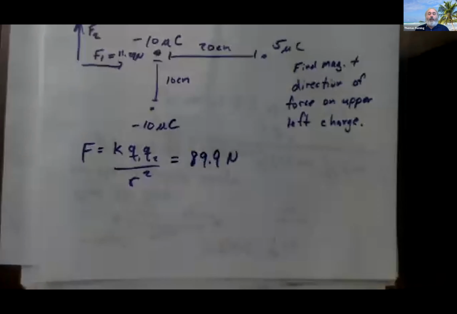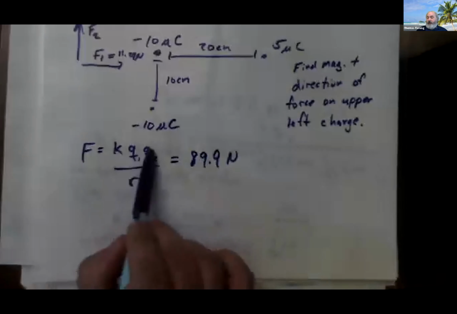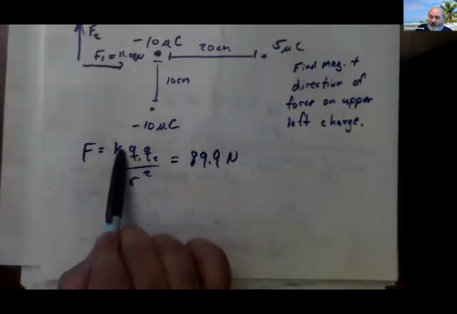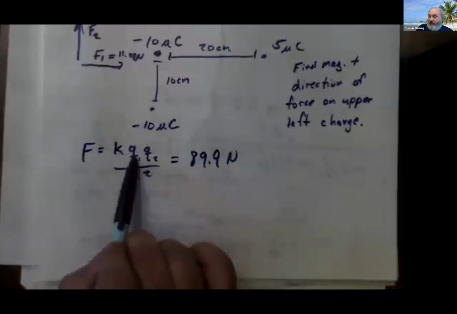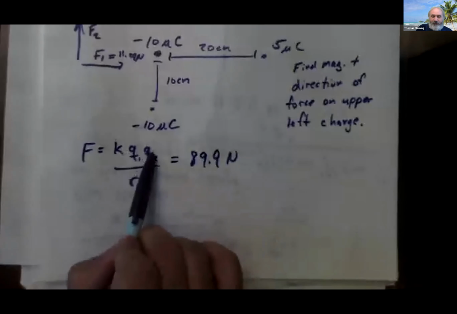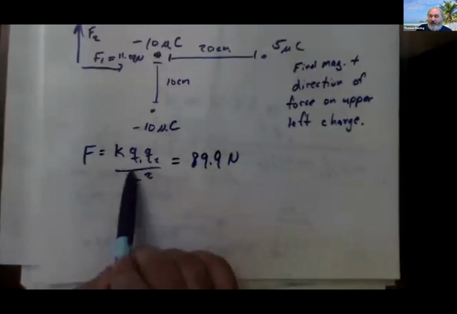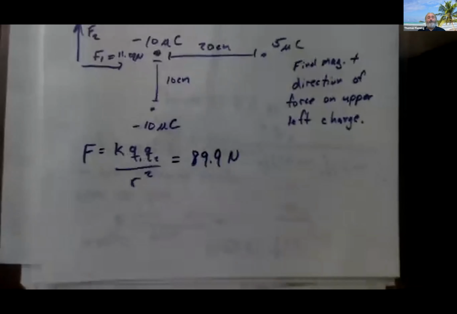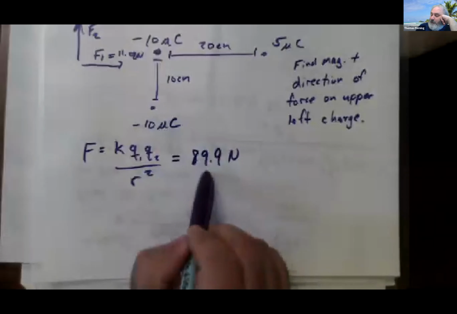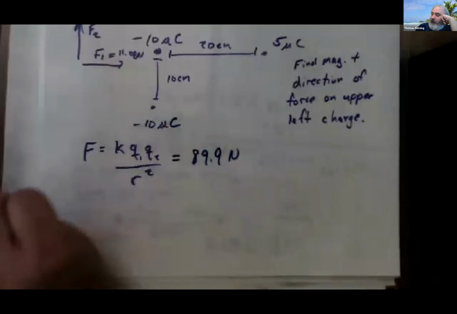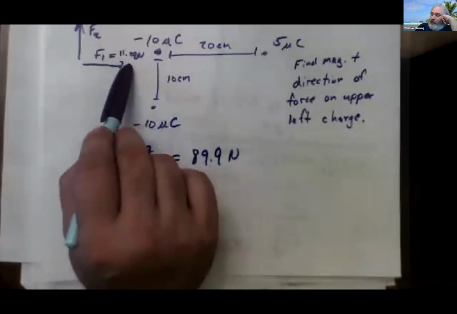I get 89.9. And I could plug in 8.99 times 10 to the 9th, and 10 times 10 to the minus 6, and 10 times 10 to the minus 6, and 0.1 squared, and do all that math. I'm going to get this. Does that make sense? Yeah. So awesome. Now I know that this guy feels two forces, an 89.9 Newton force upward and an 11.24 Newton force to the right.